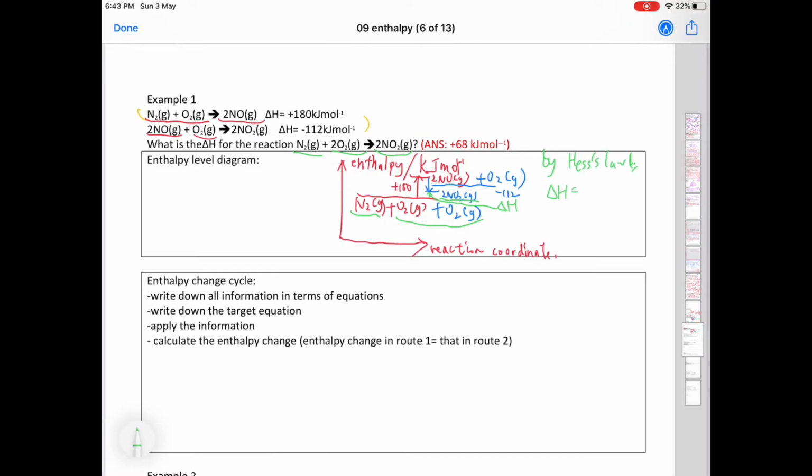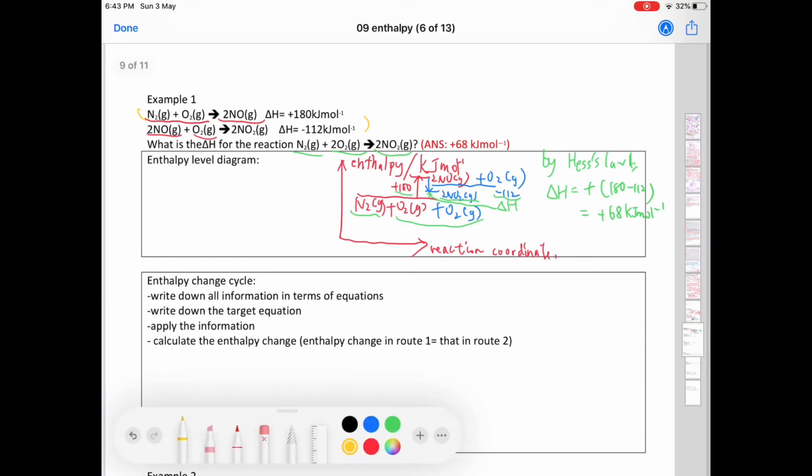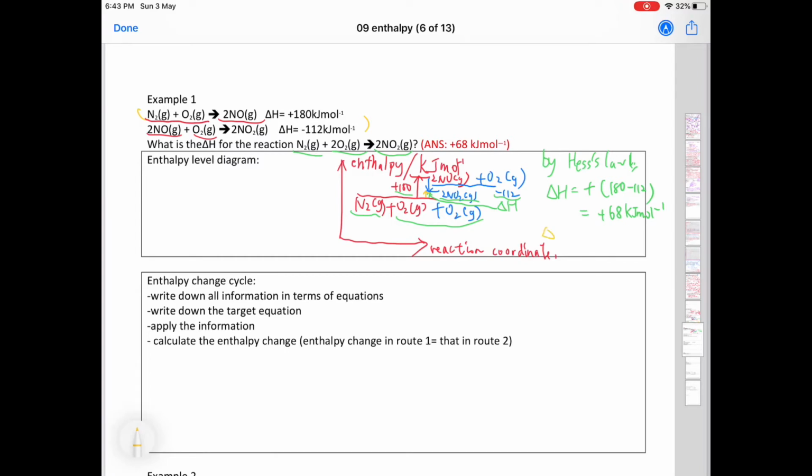Delta H equals positive, and then the magnitude of it is just the difference between this 180 and 112. So the answer is positive 68 kilojoule per mole. Can you see the idea of Hess's law? Another way is that you can assume that route 1 goes directly to the NO2 side, so that we call that delta H.